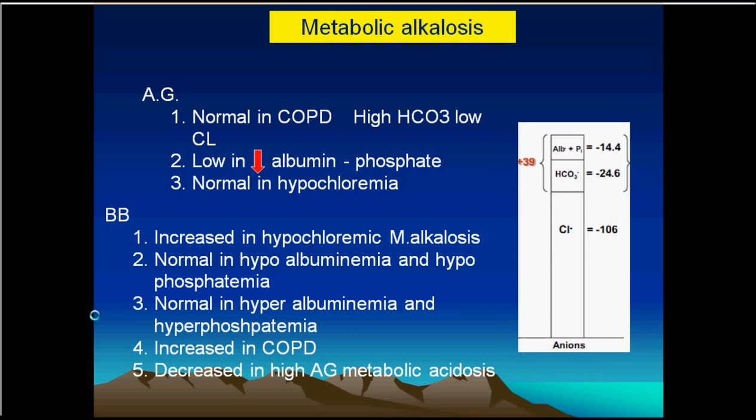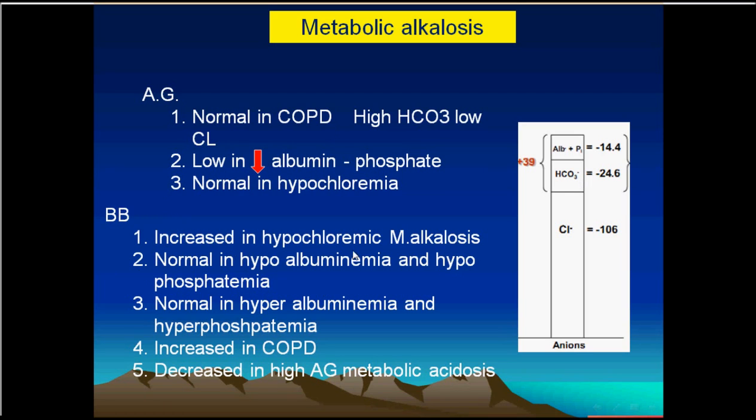So in metabolic alkalosis, as mentioned before, when you look at the anion gap, this may be normal in COPD. Because in COPD, the increase in partial pressure of carbon dioxide will be associated with an increase in the bicarbonate with a concomitant decrease in the chloride. Take care of this. Also, the anion gap will be low in hypoalbuminemia, because hypoalbuminemia will be associated with an increase in the bicarbonate, and so the anion gap will decrease. Also, hypophosphatemia will be associated with an increase in the bicarbonate.